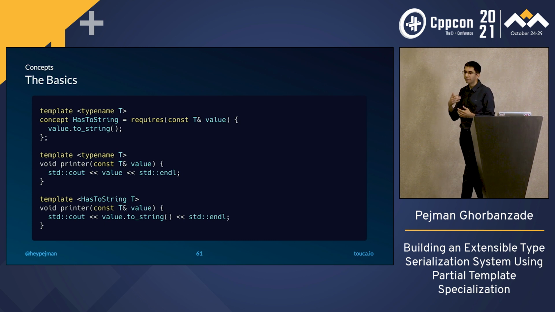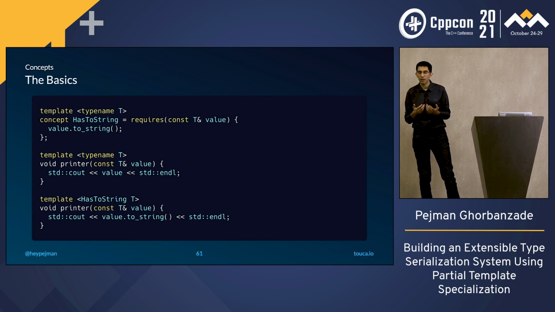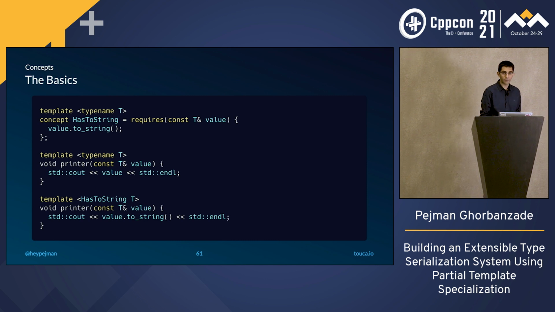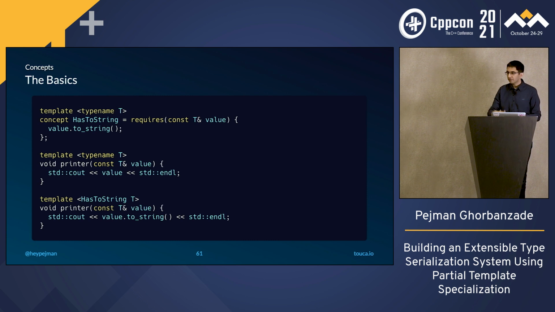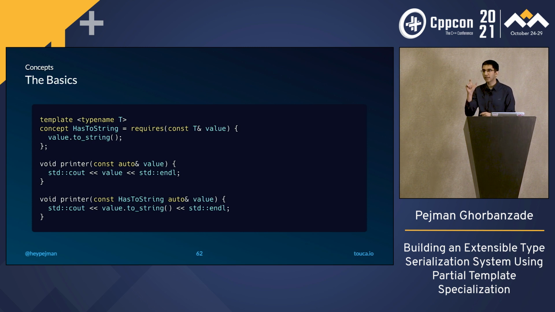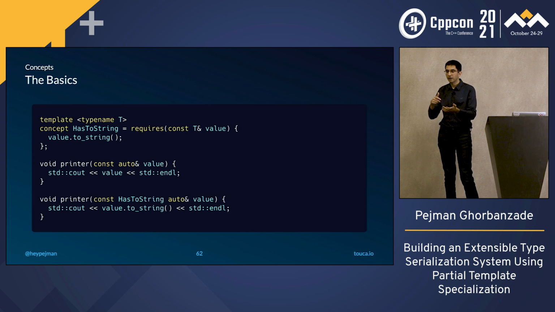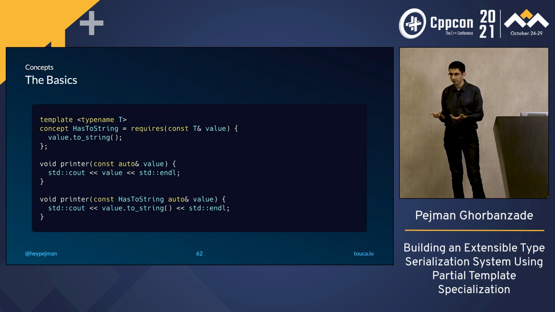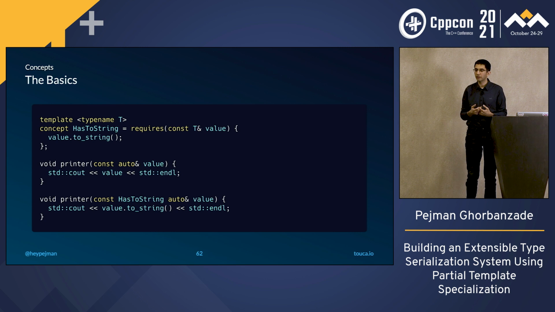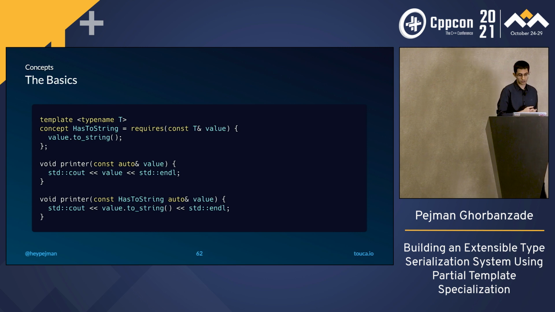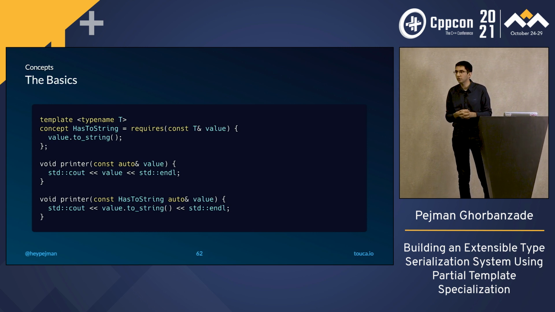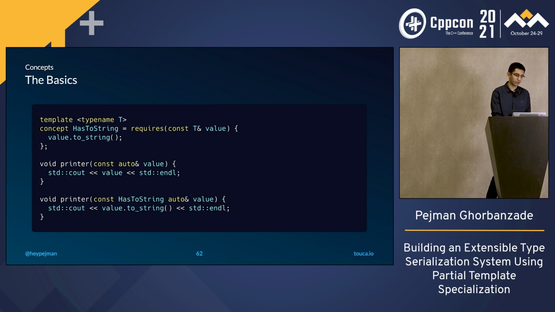Here is one example where we are creating a simple concept using a requires expression that would check if a given type has a toString member function. Notice that I am still using templates here, but at the same time, using concepts as constraints allows me to have a better way of expressing my intentions. Now I can say if there is a type that has a toString method, then I want to use this specialization or overload for it. But if my type doesn't have a toString, then I fall back to my default overload.